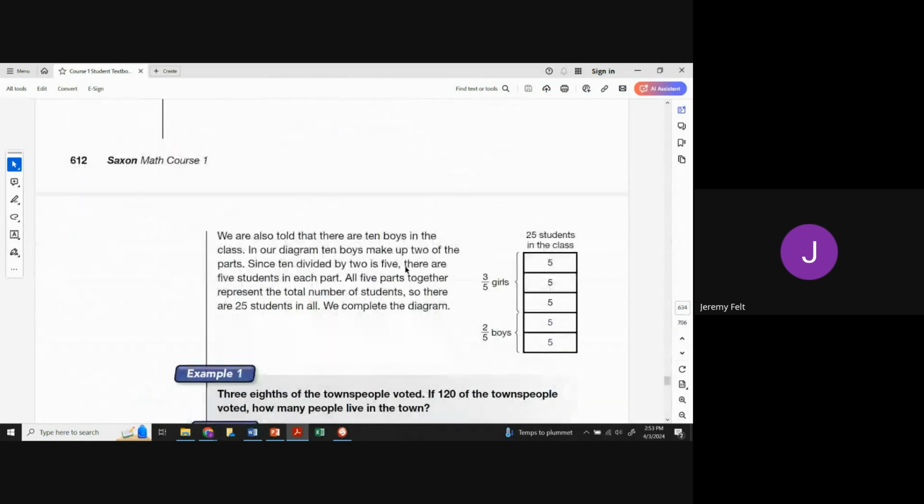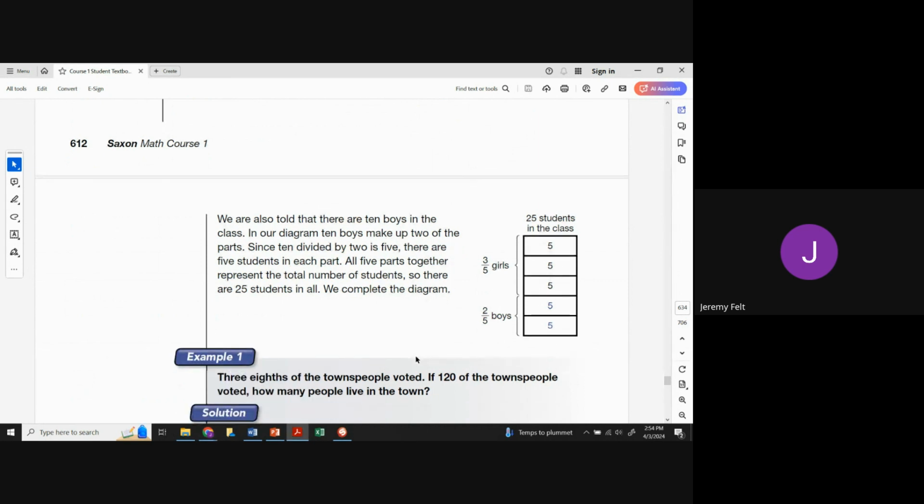Okay, so we know that there's going to be 10 divided by 2 groups. Okay, so 2/5. So two of these sections are 10 boys, so 5 and 5 is where we get 10. So we know each one of these has to have 5 in them, so there's 25 students in the class. So a couple different ways we can solve these types of problems. Let's look at example 1.